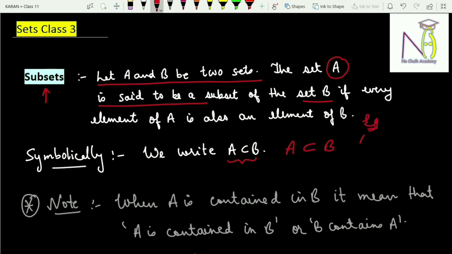For example, if A is {1, 2} and B is {1, 2, 3, 4}, can I say A is a subset of B? Why is A a subset of B? Because 1 is an element of A which is also an element of B. Similarly, 2 is an element of A which is also an element of B. So, A is a subset of B if every element of A is also an element of B. That is the definition of a subset.